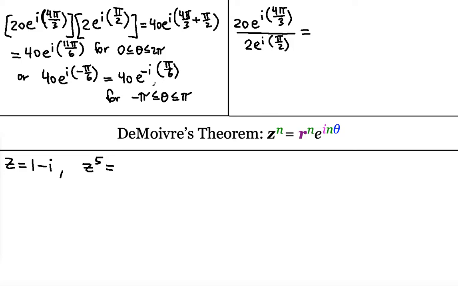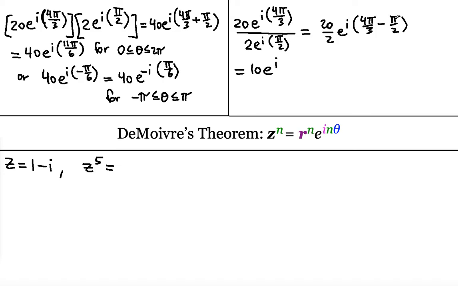Now, in the second example, the division follows the same rules. 20 divided by 2 is 10. So we will have 20 over 2 e to the i, and then we're basically going to subtract the bottom angle measure from the top one, right? So 4 pi divided by 3 minus pi over 2. So what this should give us is 10 times e to the i.